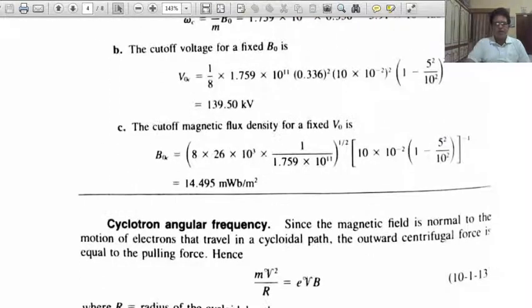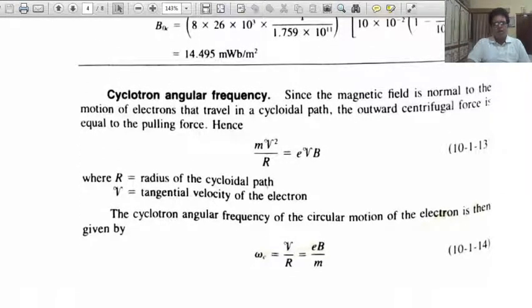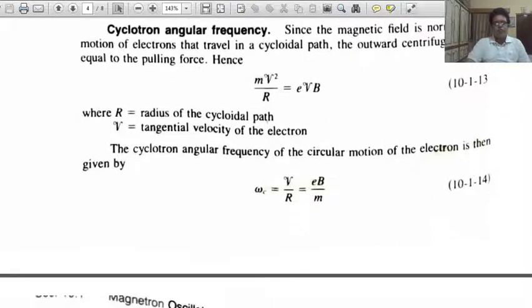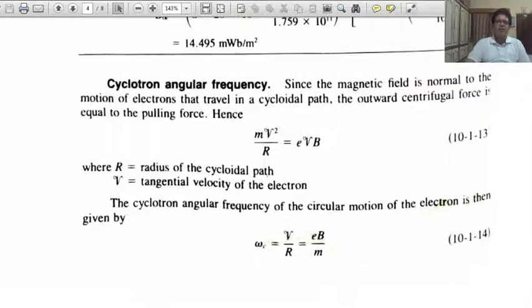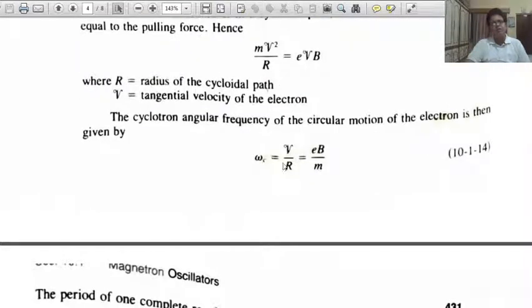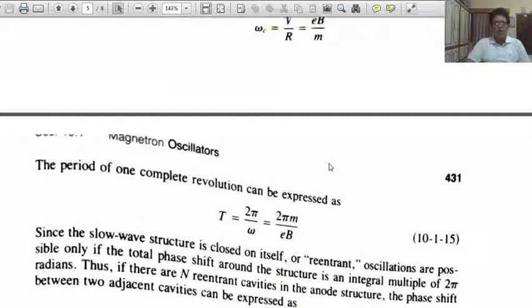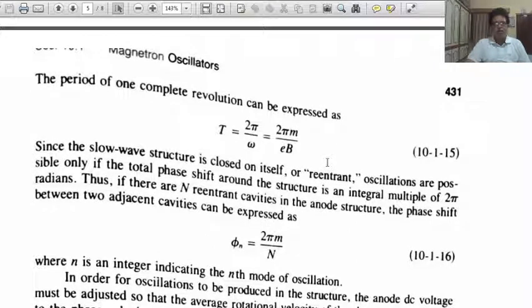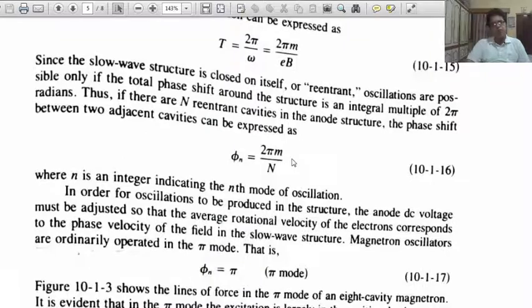You can easily calculate by substituting in the formula. Cyclotron angular frequency: we know that mv squared upon r equal to evB for the magnetic field. Cyclotron angular frequency omega c equal to v upon r, equal to eB upon m. You already know these relations from your UG class, and the time period is 2 pi m upon eB.